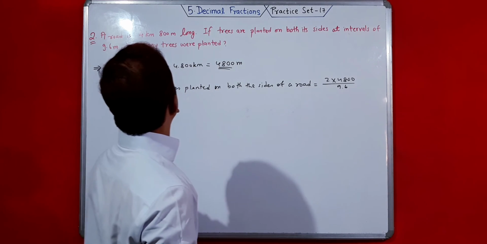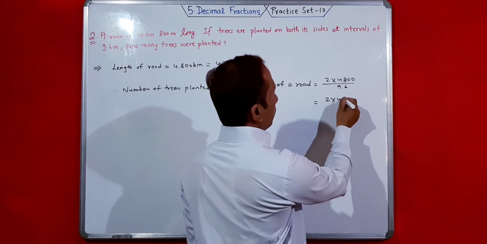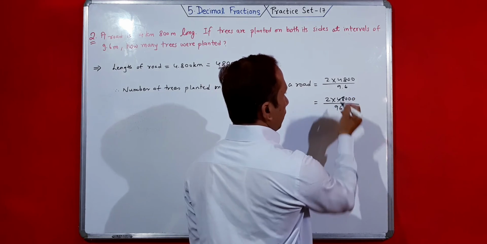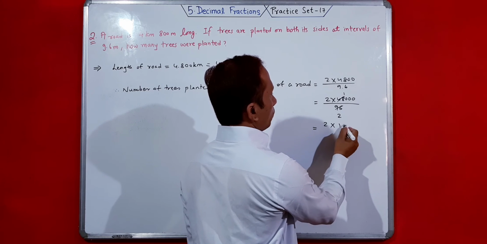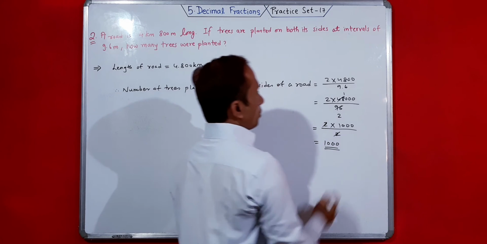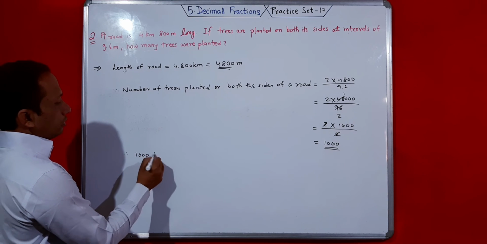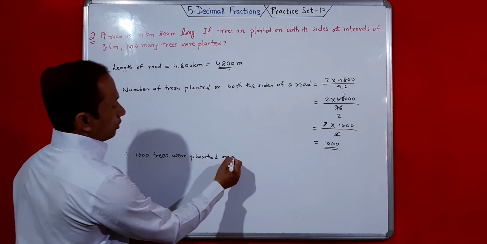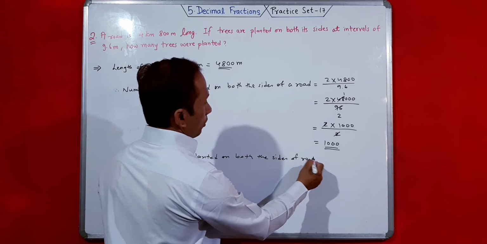So it is 9.6, so I am converting this to 4,800 into 10 over 96. So 48 ones are and this is 2s are. So I'll get 2 into 1000 upon 2, so this gets cancelled, so this is 1000. So 1000 trees were planted on both the sides of the road.